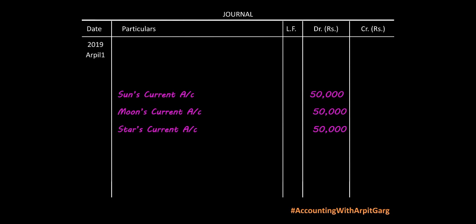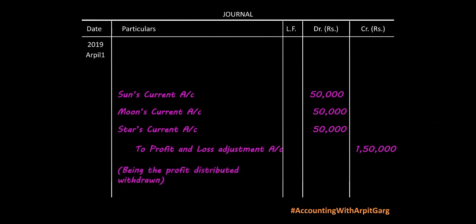And this amount will come to the firm in the profit and loss adjustment account. Easy. We will take from partners. Partners' capital or current account balance is credit. To decrease credit, we debit it. So we will debit partners' current account and we will take this amount. Now here we will write a narration to show for what purpose this entry is done, because with this entry alone I cannot find what adjustment is made here. So, being the profit distributed, withdrawn, we are taking back.